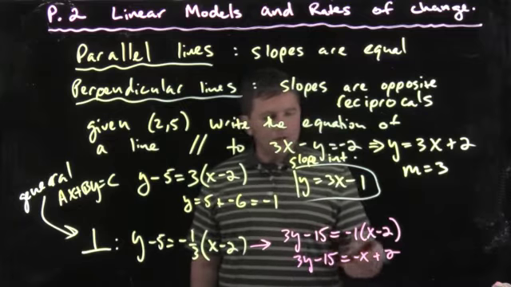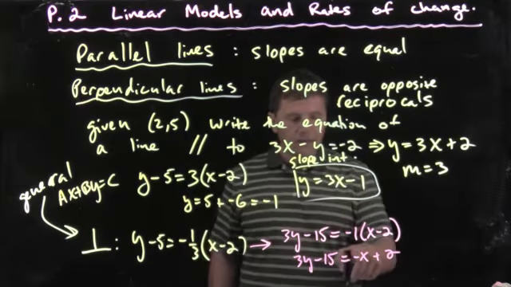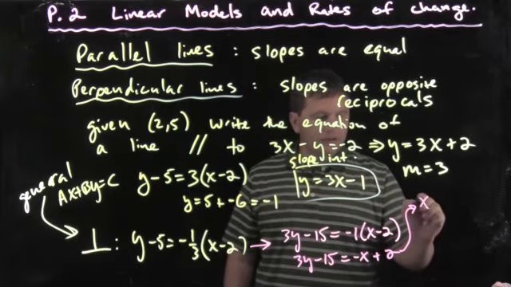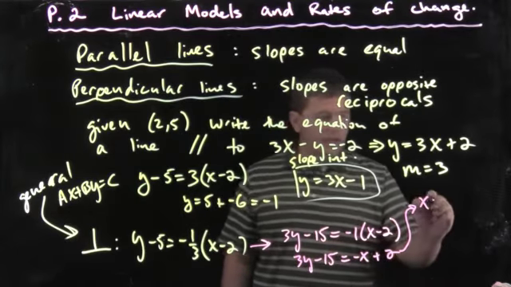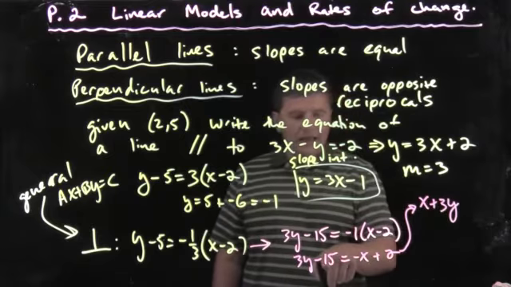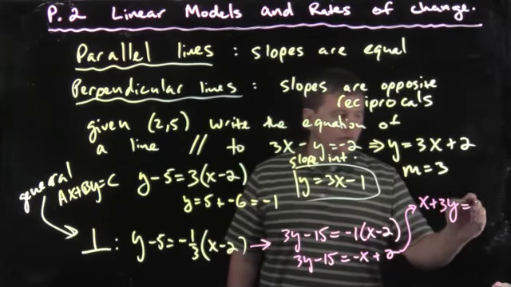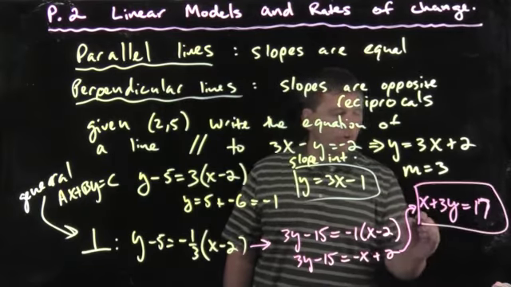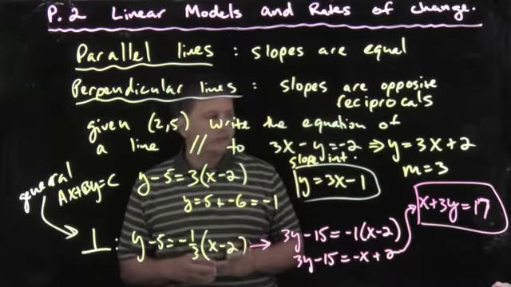Okay. And now let's organize this so everything's on the same side. So I'm going to put the x over here. So this will be positive x, because I'm adding it to the other side, plus 3y. And now I'm going to add the 15 over here. That equals 17. And that is general form. Okay.